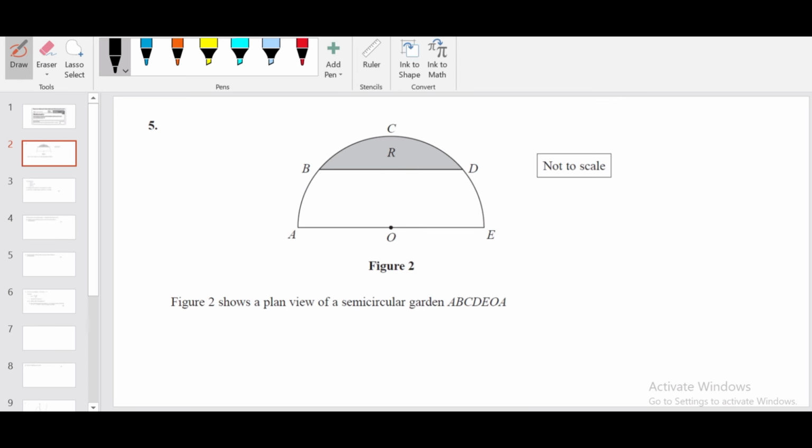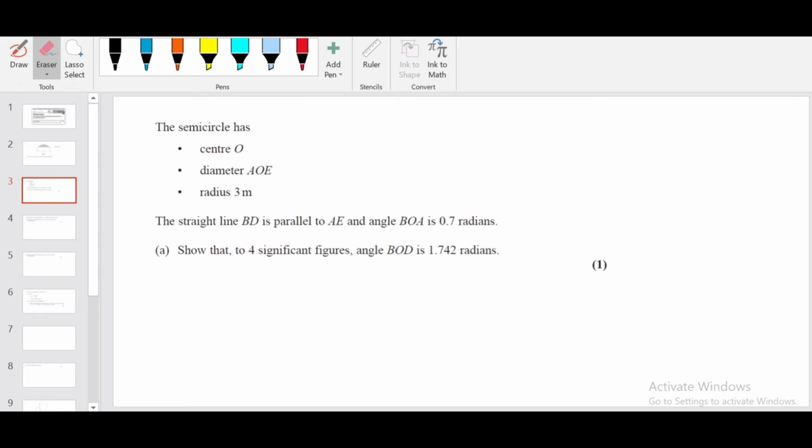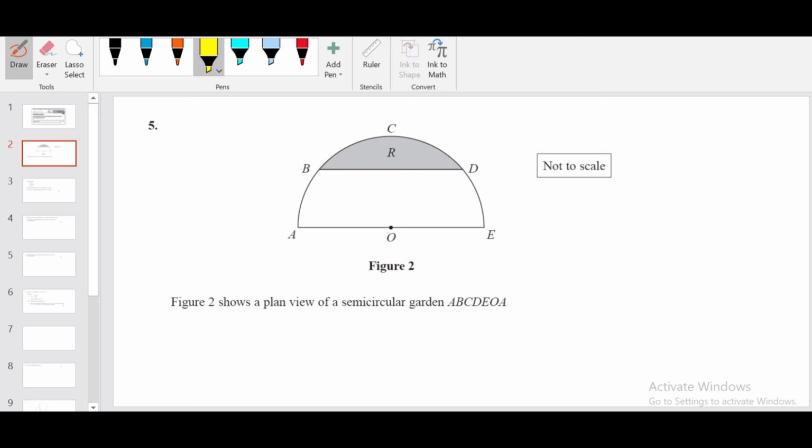Figure 2 shows a plan view of a semicircular garden ABCDEOA. Let's read further. The semicircle has center O and diameter AOE, radius 3. Center O, this is diameter, radius 3. So this is 3. This is also 3 meter. So the total length is 6 meter.